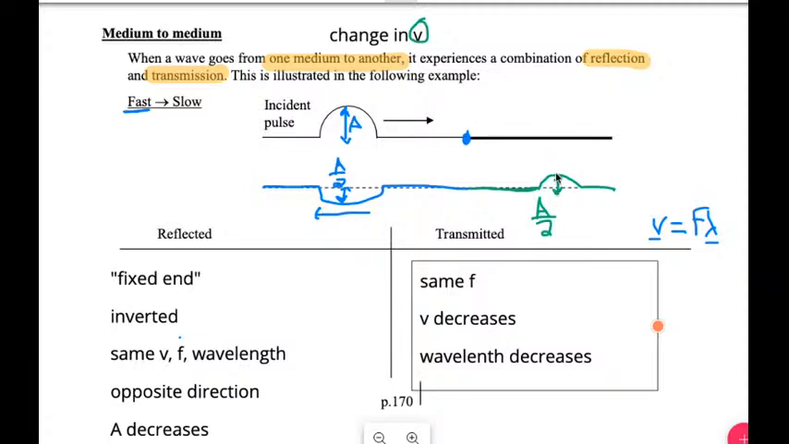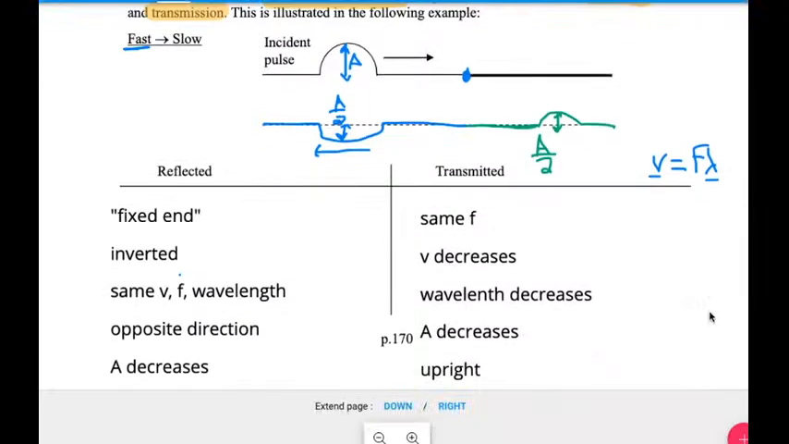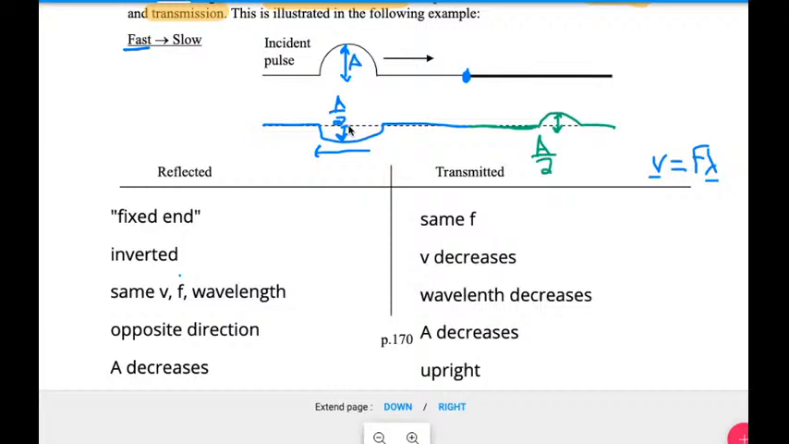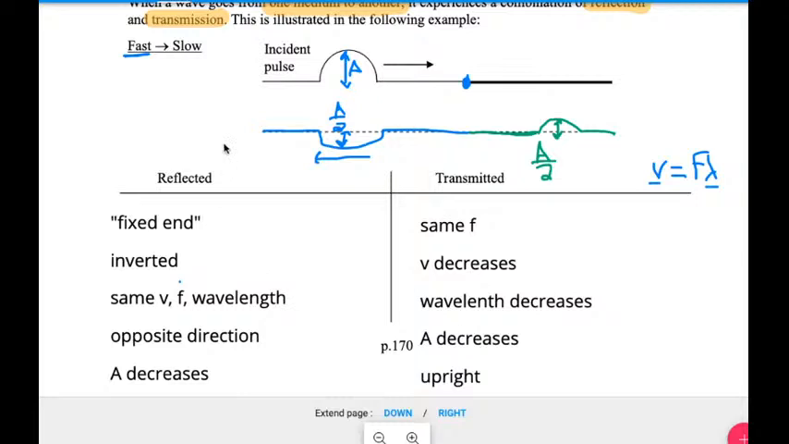We also have this smaller amplitude, so it decreases because we're splitting that energy, but it's upright. It hasn't been inverted because there was no fixed end reflection. All right, so these are tricky, I won't lie, and you can also switch it going from slow to fast. If you're going from slow to fast, more likely than not, you won't have any or as much reflected because it's going to want to vibrate and go through. Maybe I'll go through that homework question with you as well in this video.